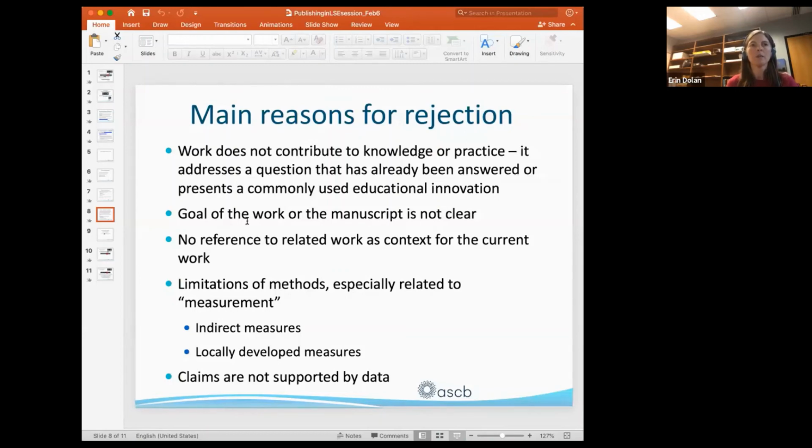Sometimes folks want to develop their own measures. For example, they want to develop their own test or their own survey. There has to be a really strong argument for doing that and some evidence to suggest that that was a good way to go methodologically. Another reason that work gets rejected is because the claims are not well supported by the data. So people overclaim based on the evidence they've actually presented.